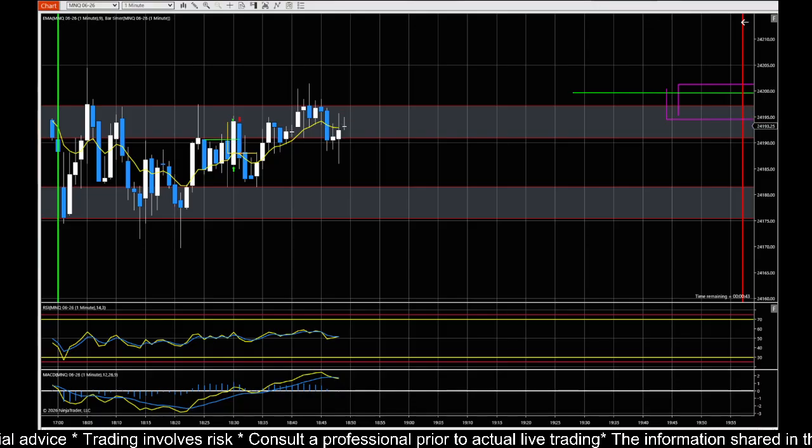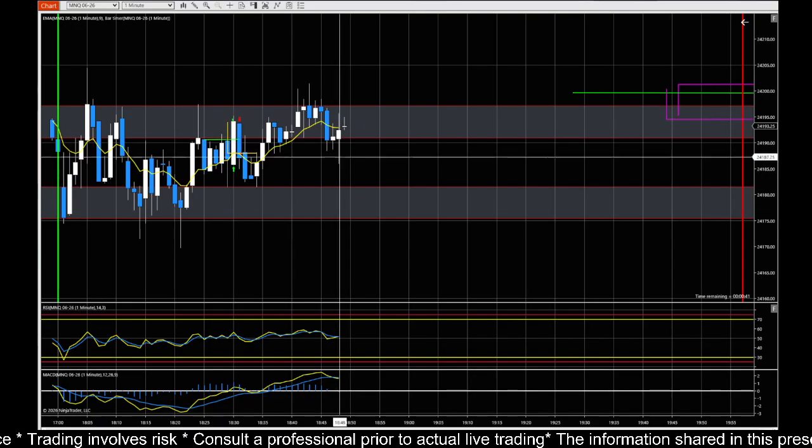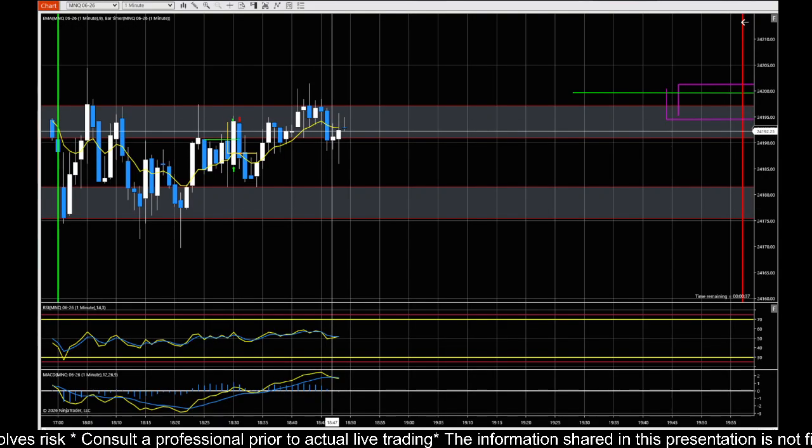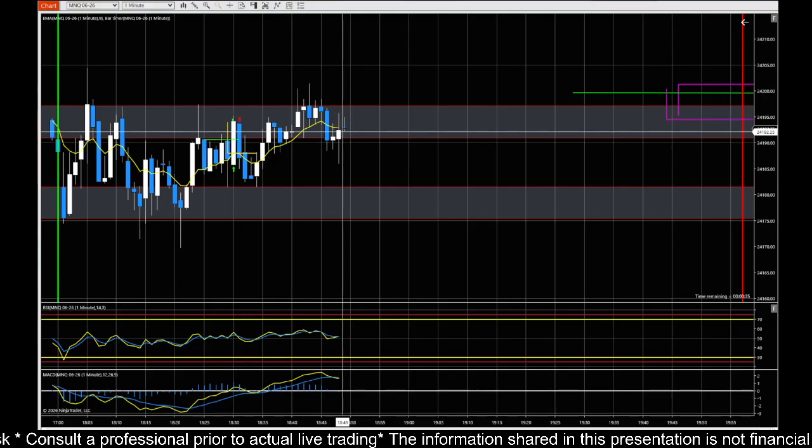All right. Sometimes they don't, but interesting how it came right down here to the lower part of the wobble and bounced off of it. Bounced again, and went on up.